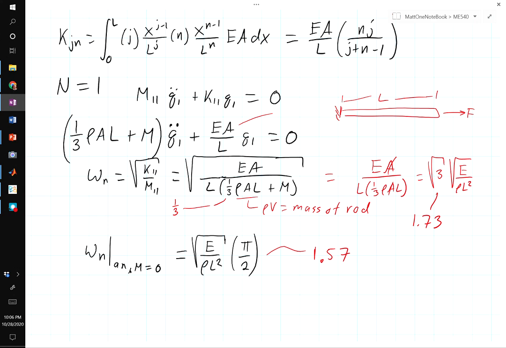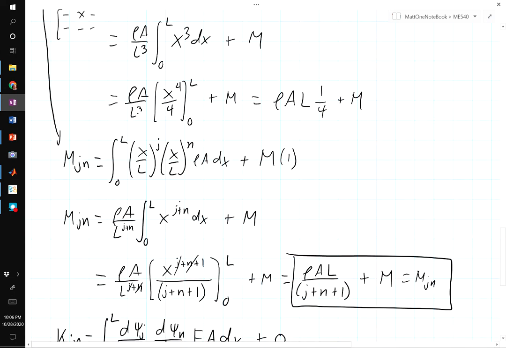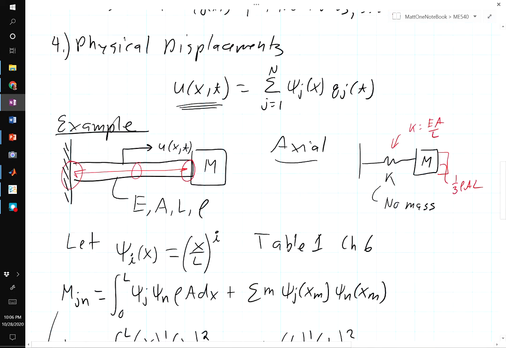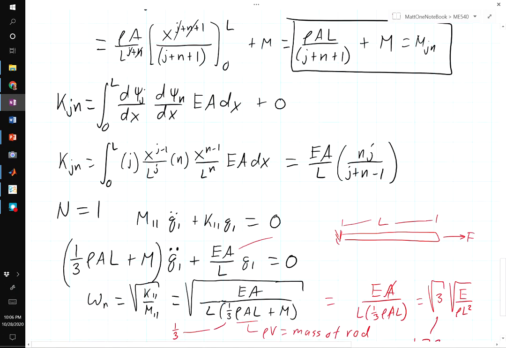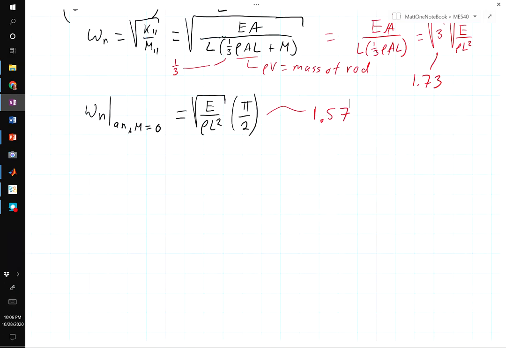All right? So, pretty easy. Not too hard to do. All right, so that's all the steps. I guess the only thing we haven't done is talk about physical displacement. So let's talk about that real quick. So this would be step 4.